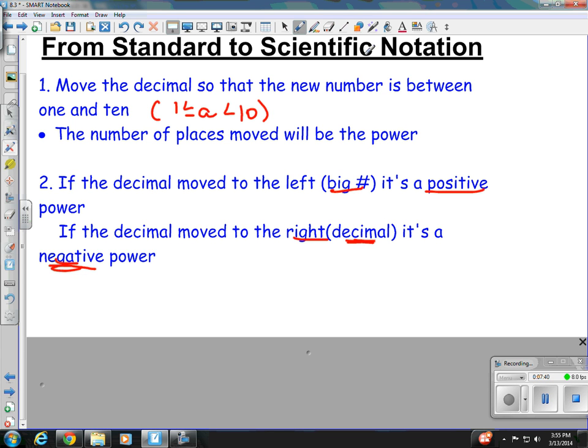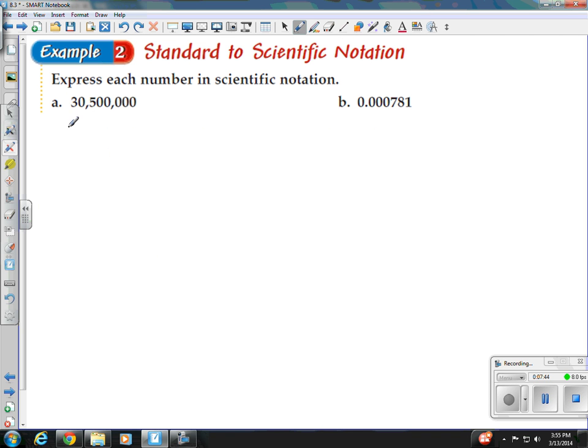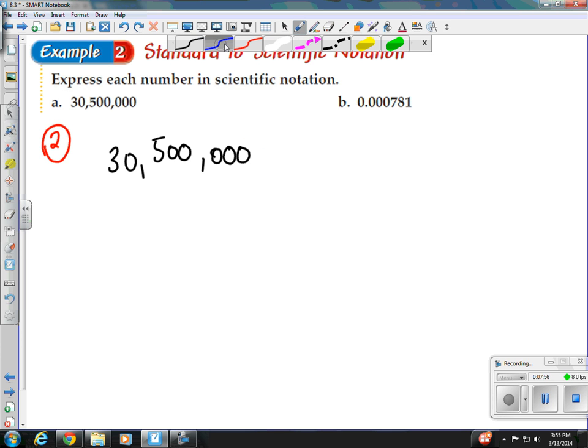Alright, so let's put these rules to use. We have our second example, and we have 30,500,000. And the same thing, you always want to find where the decimal currently is. And anytime you have a whole number, the decimal's always back here behind the last 0.